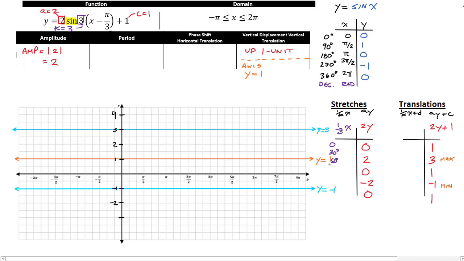270 divided by 3 is 90. The nice thing is there's a pattern to this, right? As soon as you notice the distance between the first two, that's the distance between each of them. Look at 0, 30, 60, 90. What are we going by here? We're going by 30 degrees each time, right?